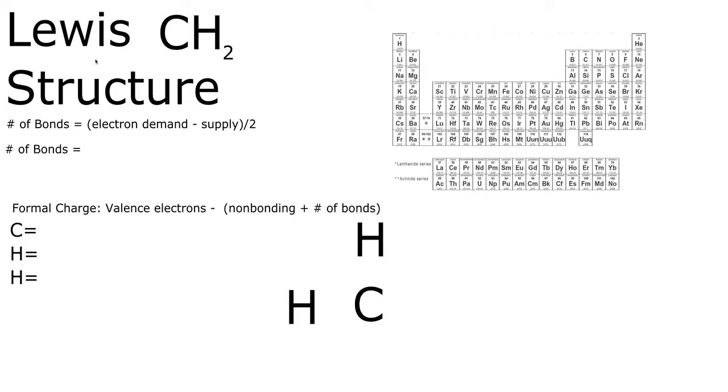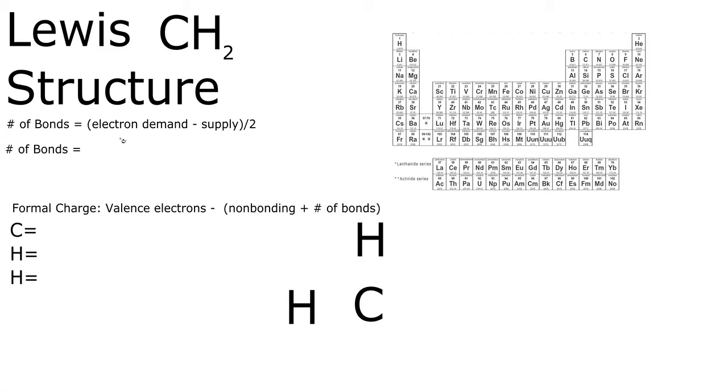Okay, we'll be constructing the Lewis structure of the molecule CH2. This equation right here will not work for this, and I'll explain why. But first, let's do it as if it would work. The number of bonds would tell us how many bonds this molecule should have.